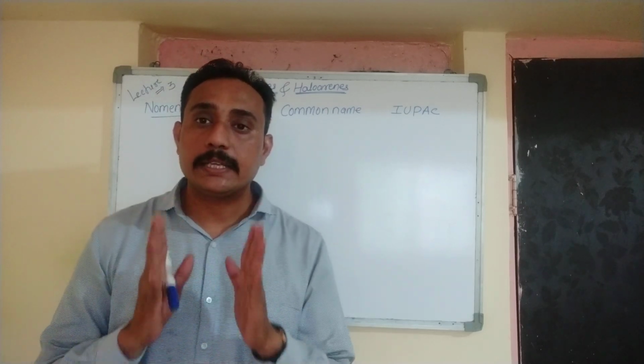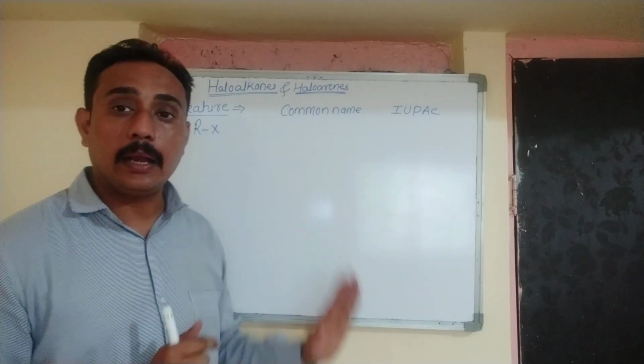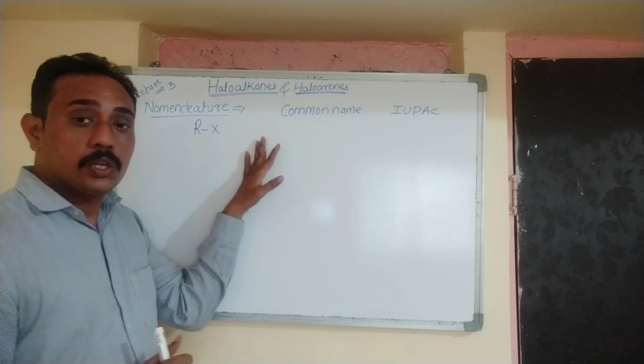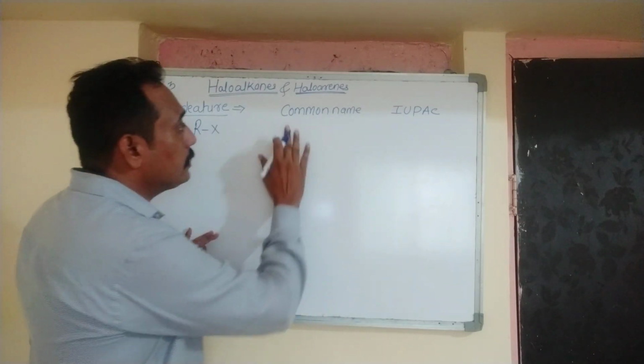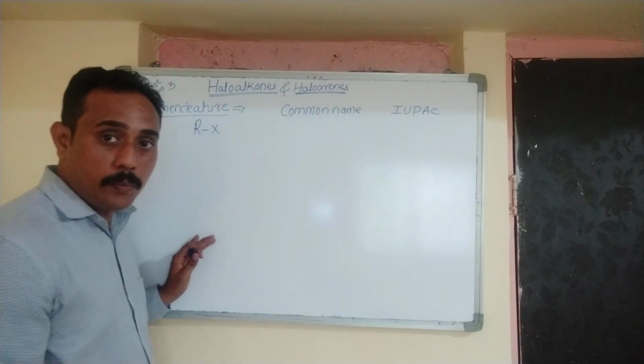Students, welcome you all. Now the next topic is again from haloalkanes and haloarenes, that is nomenclature. So we can name haloalkanes and haloarenes in two ways, that is common name and IUPAC system of nomenclature.